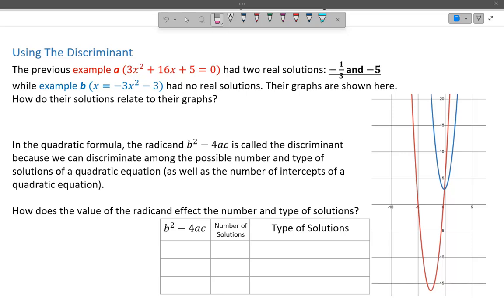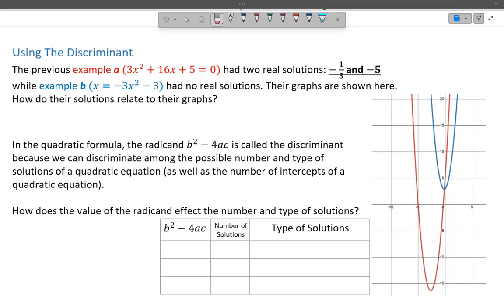Now what we're going to do is talk about a part of the quadratic formula called the discriminant and how it can be useful for us. In the previous examples, we had a couple different quadratics and we had a couple different types of solutions. We had rational solutions, we had irrational solutions, and we had non-real solutions.